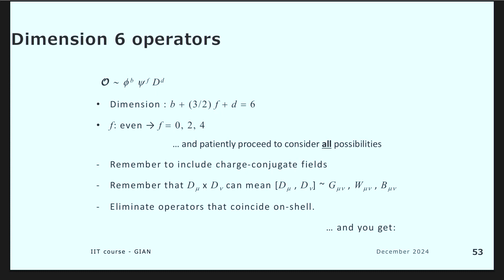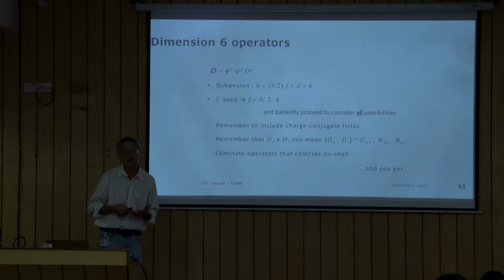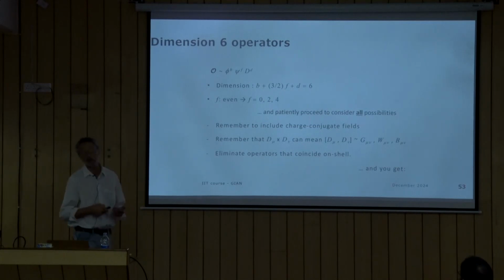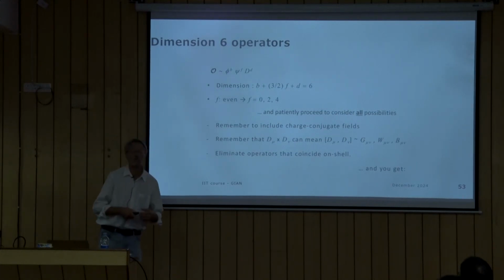Dimension 6 operators. In order to construct dimension 6 operators, you go through the same process. You write it like this. Now in this case, b plus 3/2 f plus d is equal to 6. f has to be even, so it can be 0, 2, or 4. If f is larger than 4, say 6, this equation cannot be satisfied for non-negative b and d. And then you go patiently considering all the possibilities.